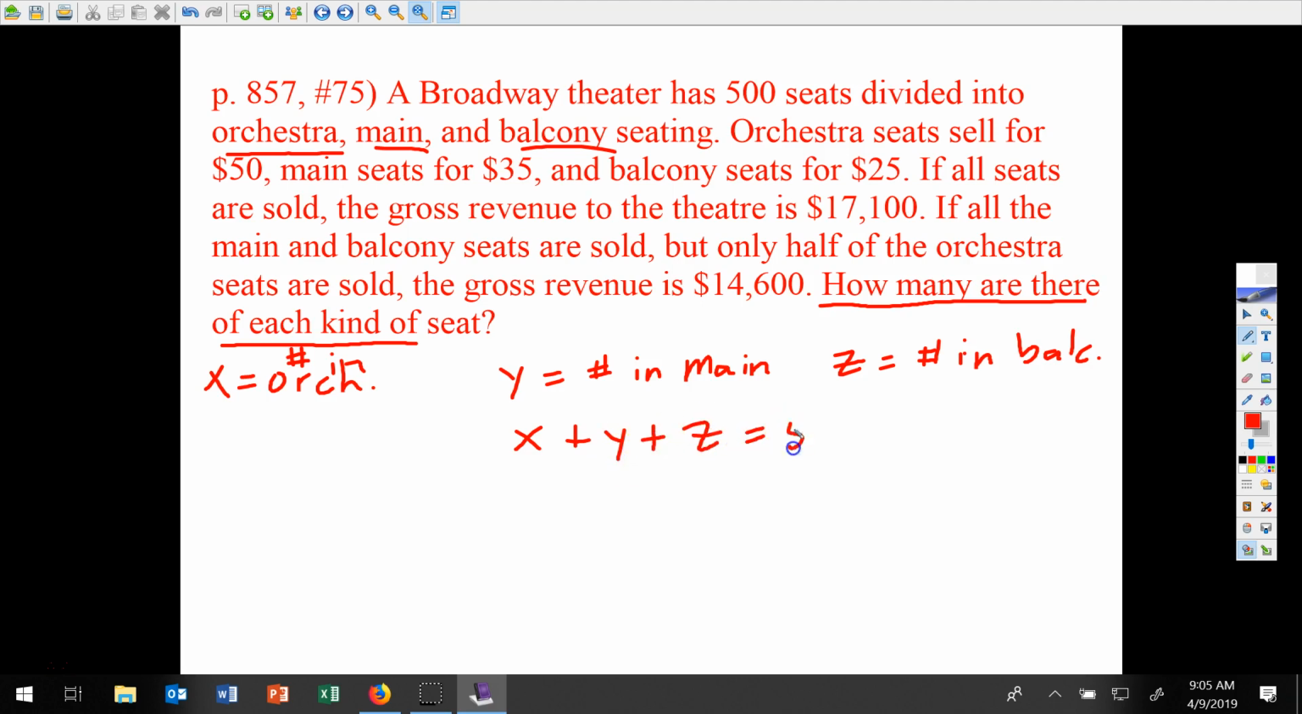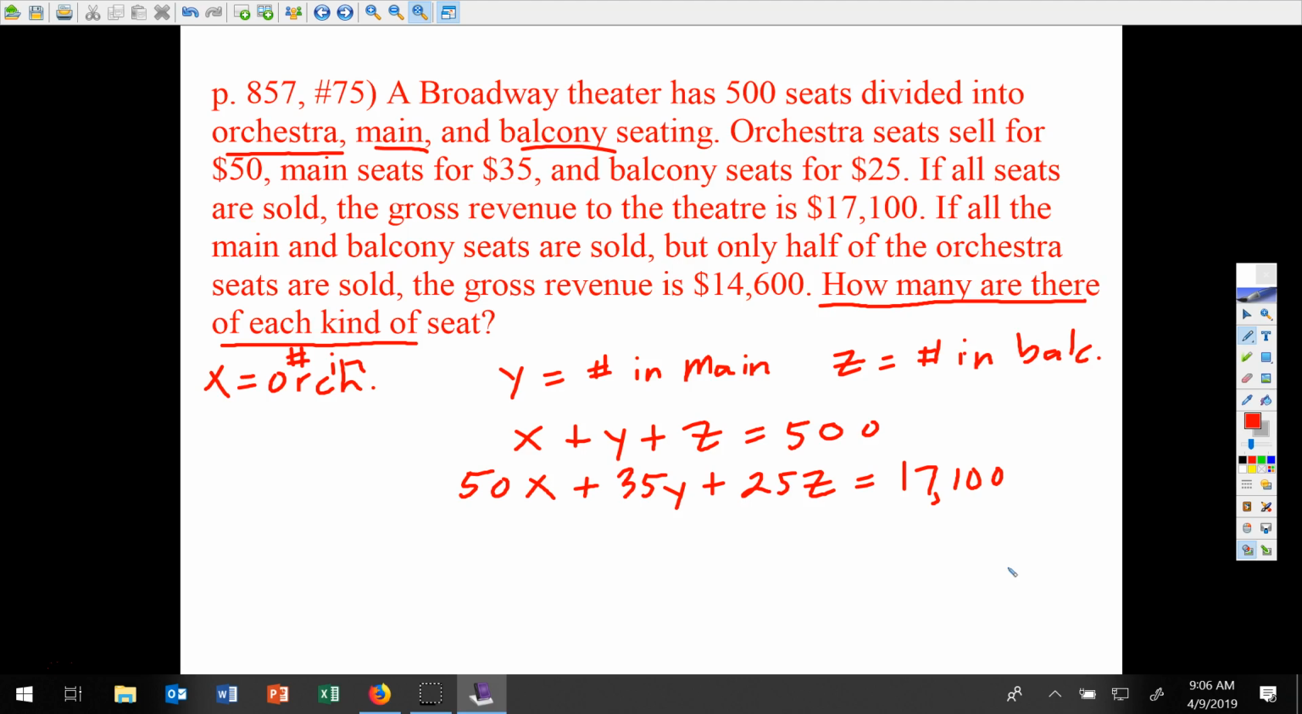Okay, so we have a total number of seats equation. And there's typically an equation that deals with money, total amount of money collected. So let's see, Stacy, what would that equation look like? That's okay. Okay, so I'll just do 50x. Very good.